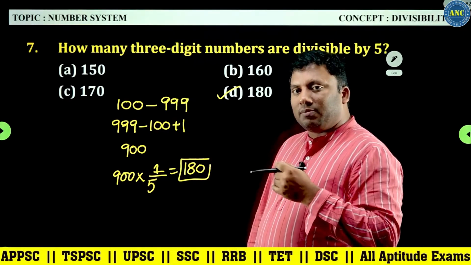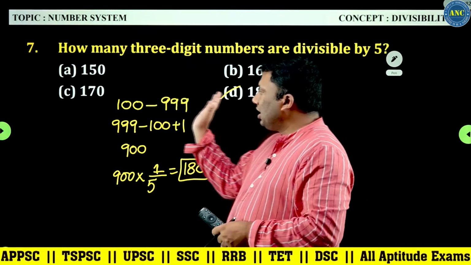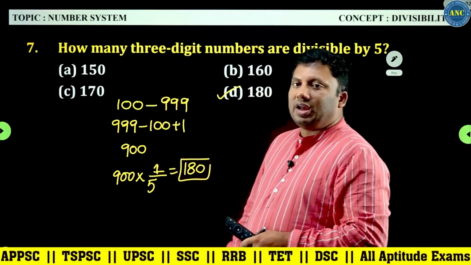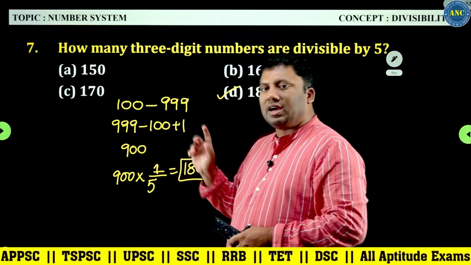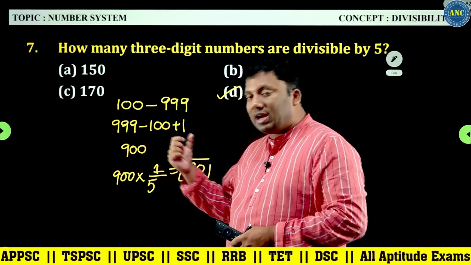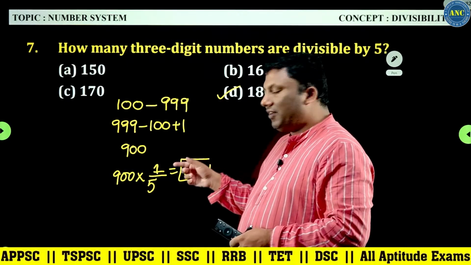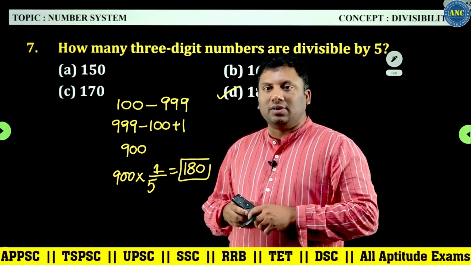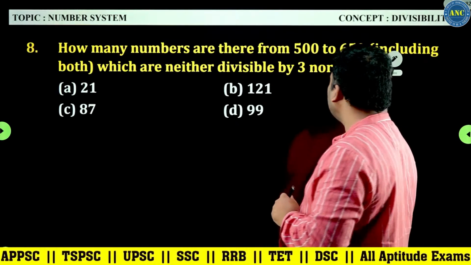Lowest 3-digit number 100, highest 3-digit number 999. Number of 3-digit numbers is highest minus lowest plus 1, 999 minus 100 plus 1. Total 900 numbers. In those 900 numbers, for every 5 numbers, 1 number is divisible. 900 by 5 is 180.